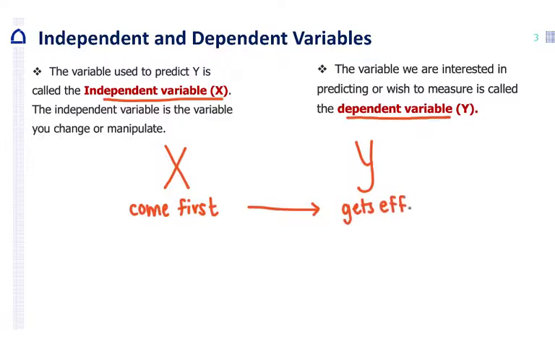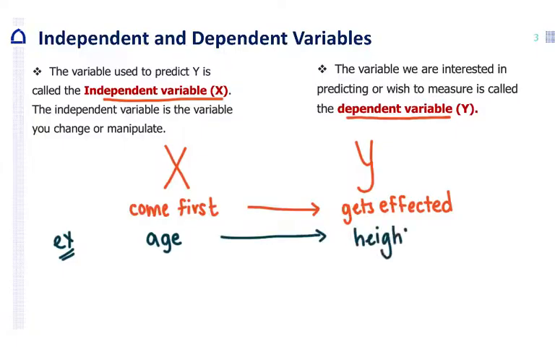Okay, so for my previous example, when I said age of a child and height of a child, the independent variable, the one that comes first, is the age. We can just find children of different ages. That's what the scientists would do if they were trying to collect data. And that, we presume, would have an effect on the height of the child, which you measure.